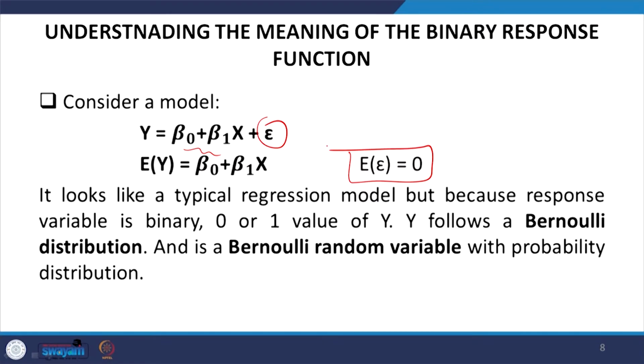But the response variable is binary, with 0 and 1 values. Had it been a standard continuous y variable, there would be no problem, but since in this case only 2 responses are there, 0 and 1, y actually follows a Bernoulli distribution, and is a Bernoulli random variable with a probability distribution.